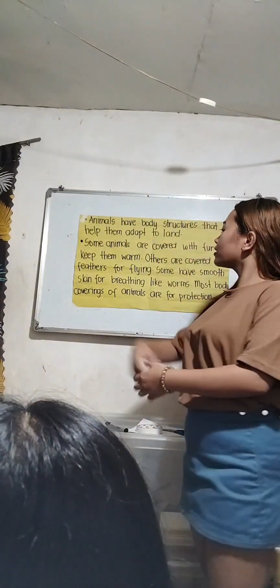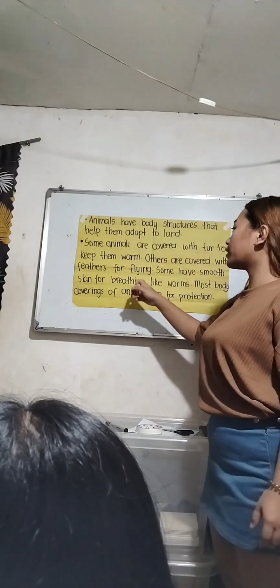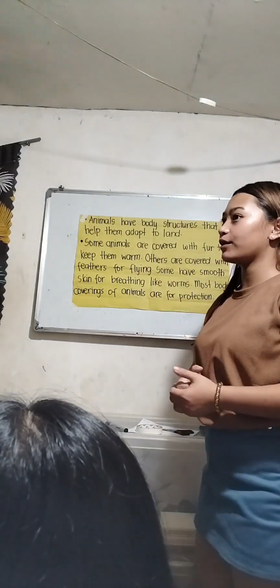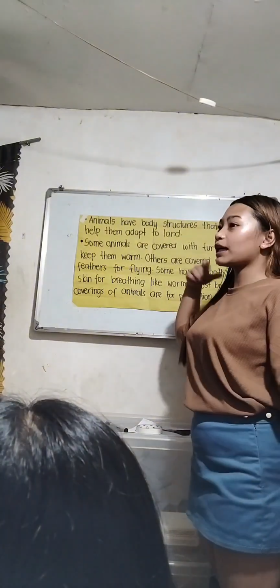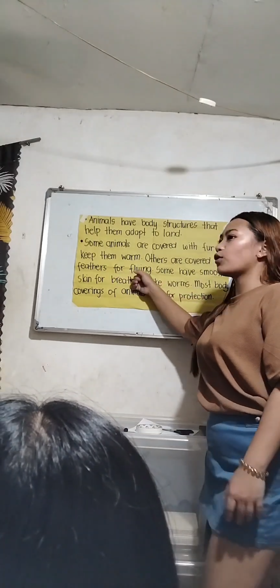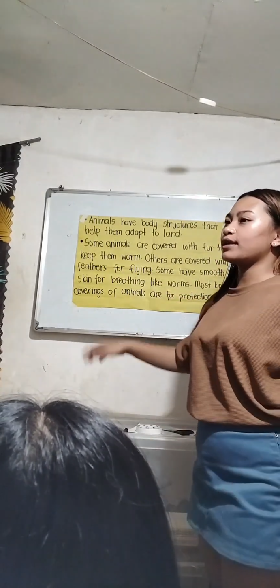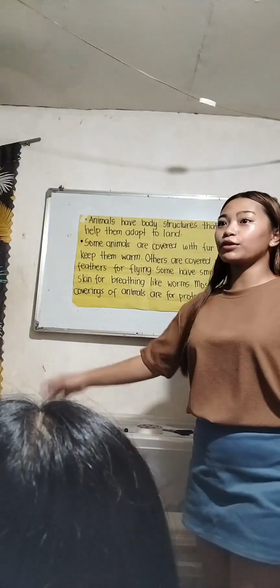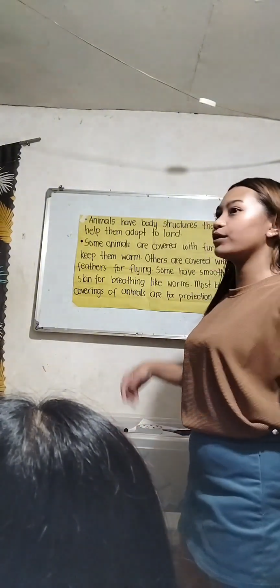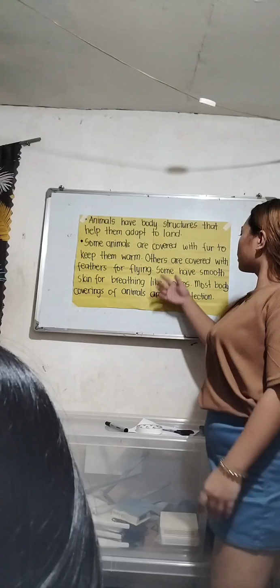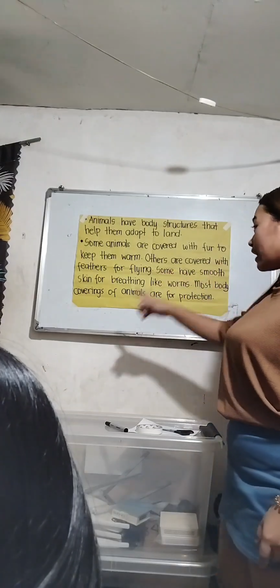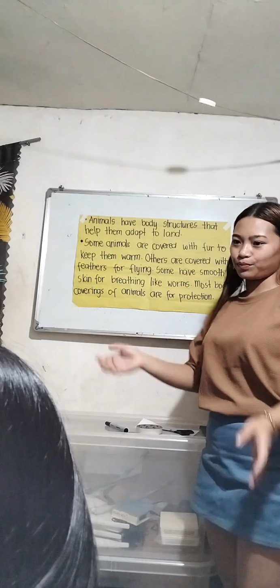So next, some animals are covered with fur to keep them warm. Just like what I said earlier, the dog has fur that keeps its body warm, right? Others are covered with feathers for flying, just like birds, guys. We all know that birds have feathers that allow them to fly wherever they want to go, right? Some have smooth skin for breathing, like worms.